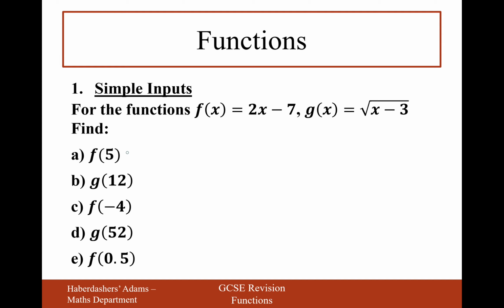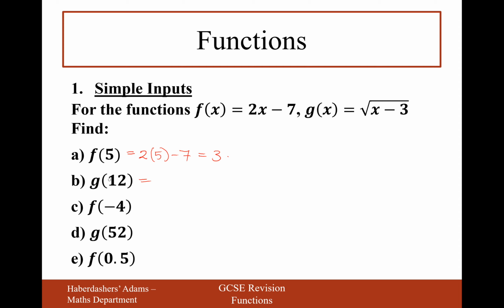Okay, so let's get started. So f of 5. Now what f of 5 means is replace x in the f function with the number 5. So it's going to need to go 2 times 5 minus 7. So that would be 10, take away 7. That's 3.